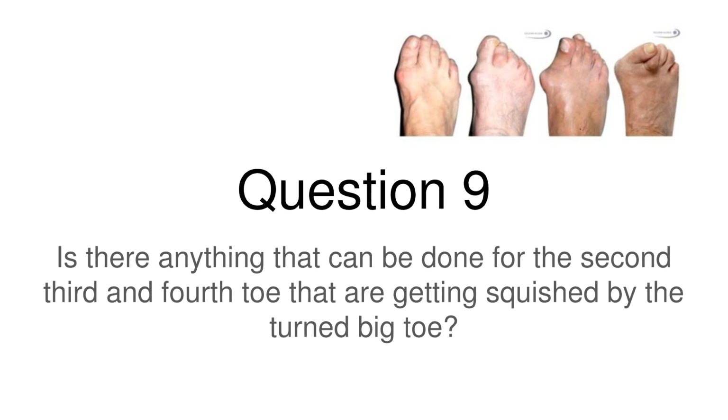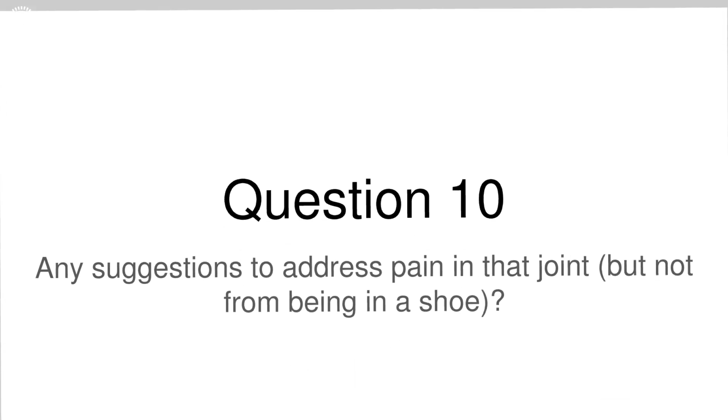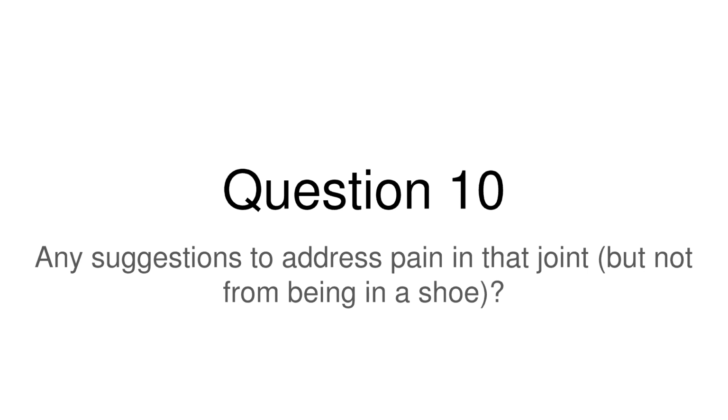Is there anything that can be done for a second and third toe that are getting squished? So basically, if you have a really big bunion, the second and third toes, you can see here, get squished. Yes, but you have to fix the bunion. You can't just fix the toes. You have to fix the bunion as well. And any suggestions for addressing pain in the joint, but not from being in a shoe? If there's pain in the joint and not in the shoe, maybe a cortisone injection or an orthotic can be helpful.